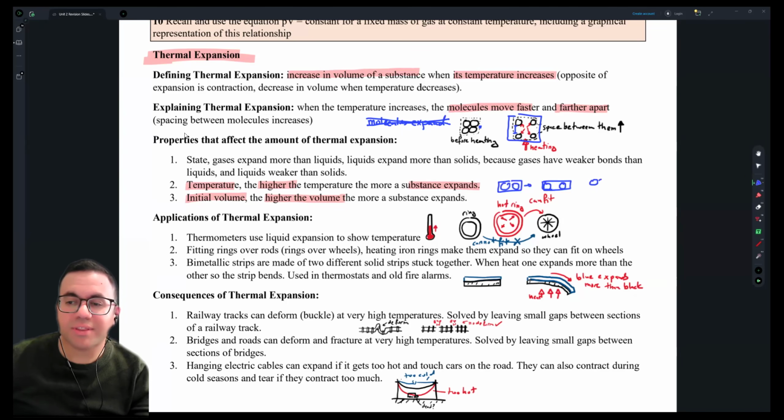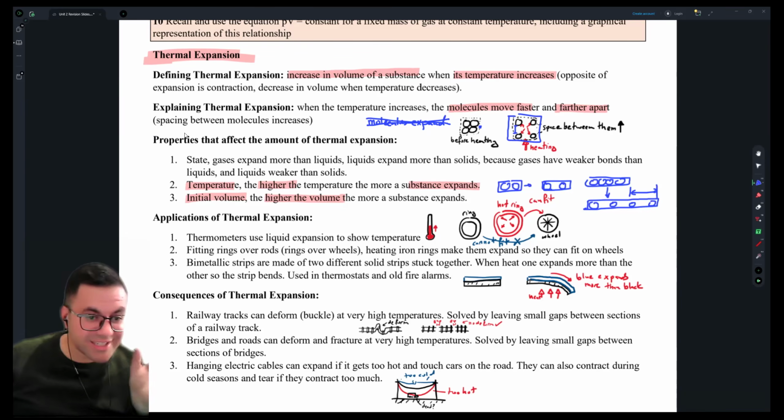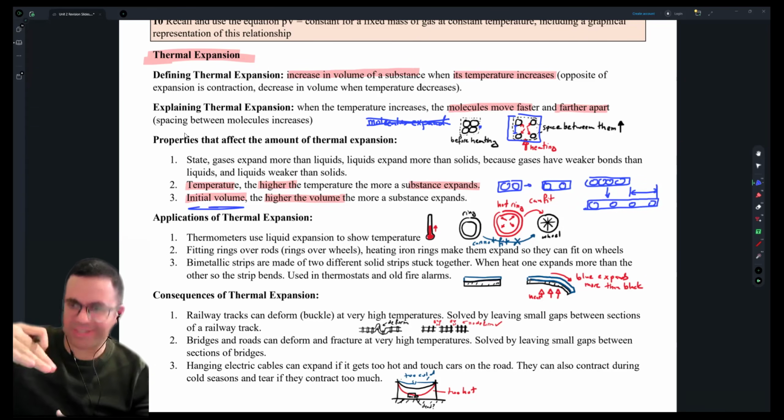But if you have an object that's originally 4 molecules long and you heat it, each one of these molecules needs to move further from the other. So the overall expansion is much larger. So the initial size of the object matters. Bigger objects expand more. More liquid expands more.